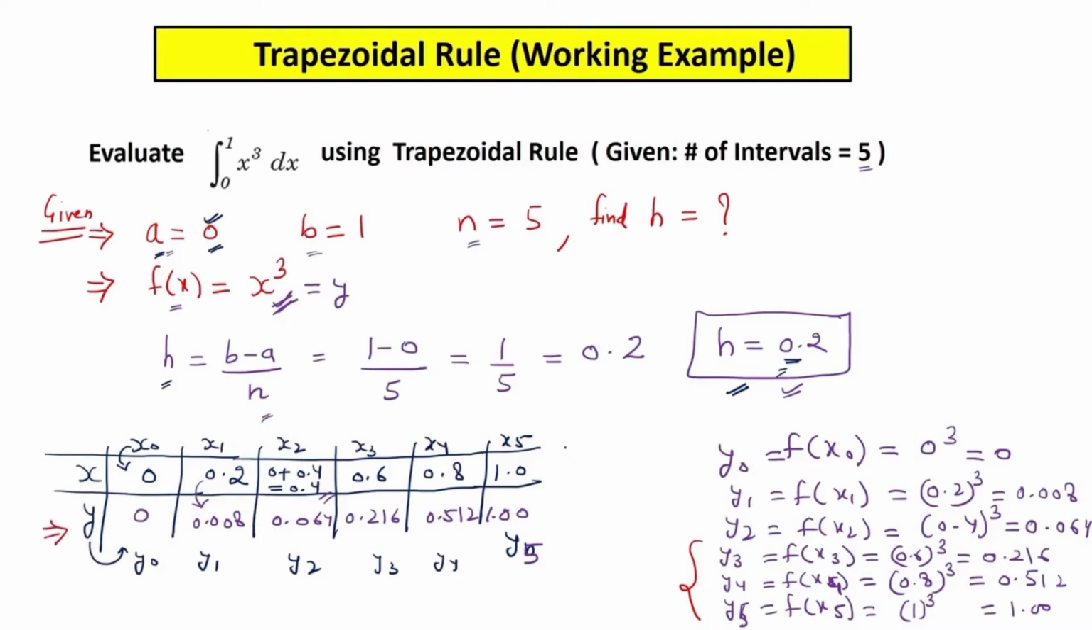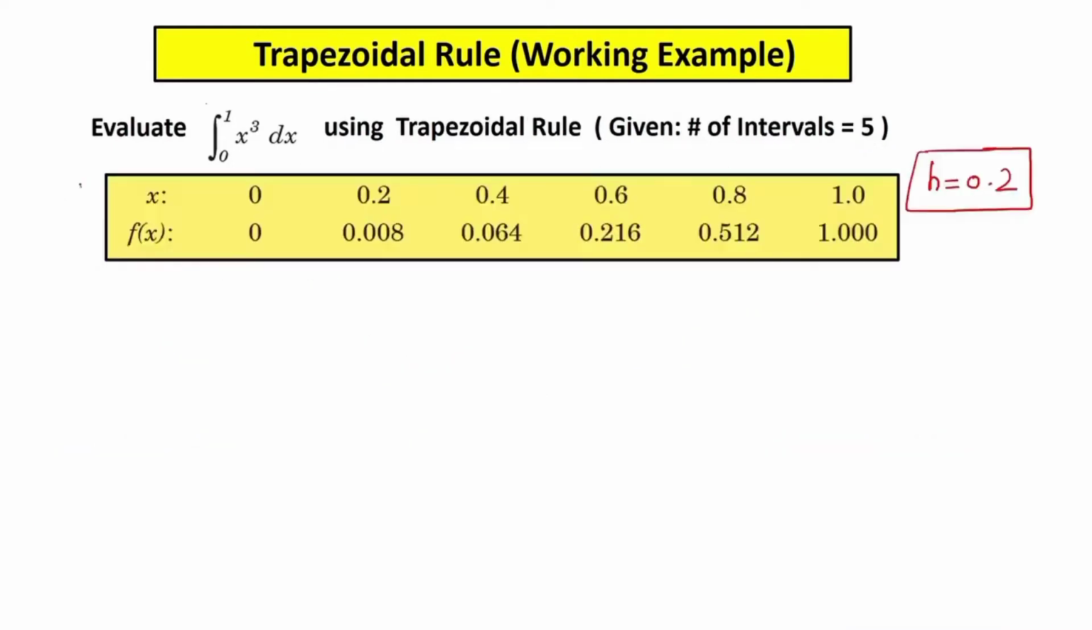So now we can use all these values in our formula as needed. So let me write all these values in a more clear manner. So these are the values of the x and the y that we have calculated. So this f(x) is actually your y, and these values are your y0, y1, y2, then y3, then y4, and so on till y5. Now let's apply the formula.